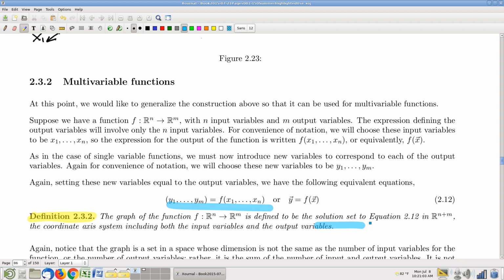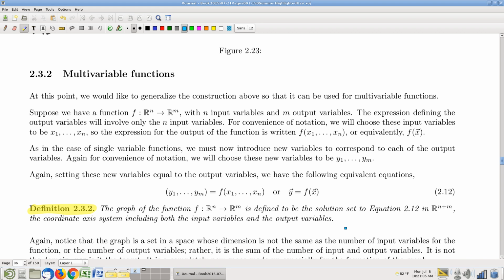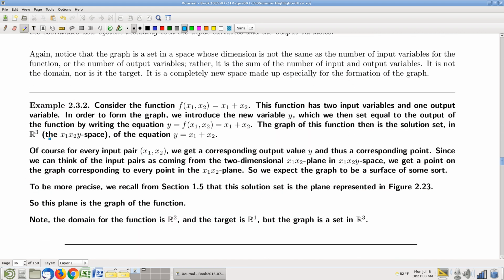So same process, really. Let's apply this to a function from R2 to R1. Here we go. Here is a function from R2 to R1. Notice 2 input variables, 1 output. Let's set that output equal to the value of a new variable. The resulting equation is this. Let's look at the solution set to that equation.